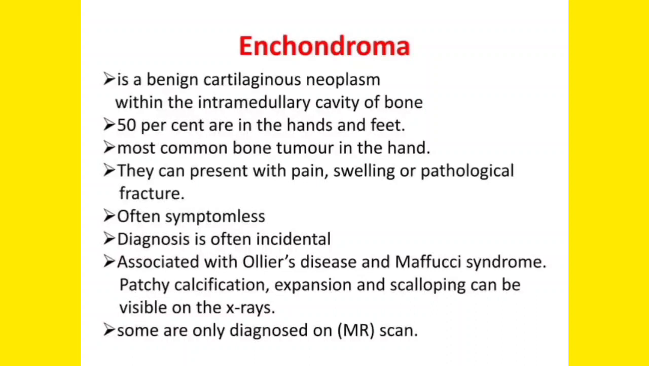And which bones are affected? Remember, in 50% of the cases, the bones of hand and feet are affected. Most commonly, the most common bone tumor in the hand is Enchondroma. Remember, the most common bone tumor in the hand is Enchondroma. This is a benign tumor. Remember, benign tumor.